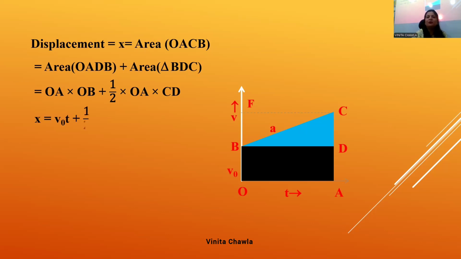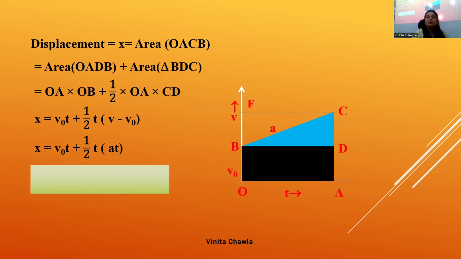Okay, now we'll put the values. How did this come? What is OA? OA is T. OB is V naught. OA is T. CD is AC minus AD, or we can write OF minus OB. It's V minus V naught. Okay. For V minus V naught, we can write AT. So we'll get this equation. This is the second equation of motion.